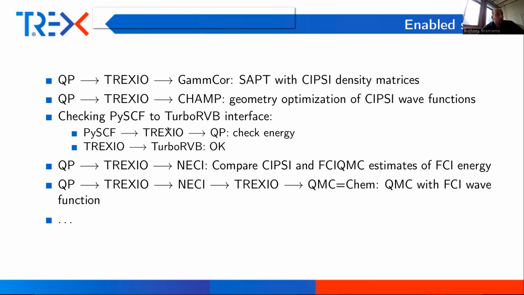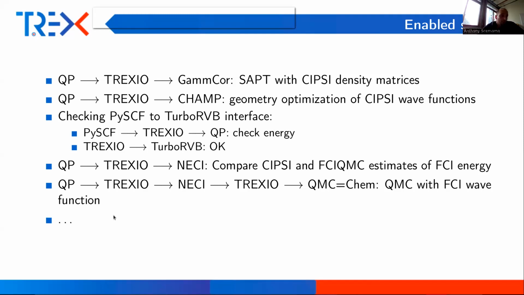This TREXIO has been used to check the PySCF to TurboRVB interface, because now we can do PySCF to TREXIO and TREXIO to Quantum Package, and check that the energy is the same between Quantum Package and PySCF with all the digits. So this means that the file is correct. And as we know that the TREXIO interface to TurboRVB is correct, then it means that the conversion is fine. We can also compare CIPSI extrapolated energies with full CI QMC, because we are sure we use the same set of integrals. Everything is the same because we use the same files.